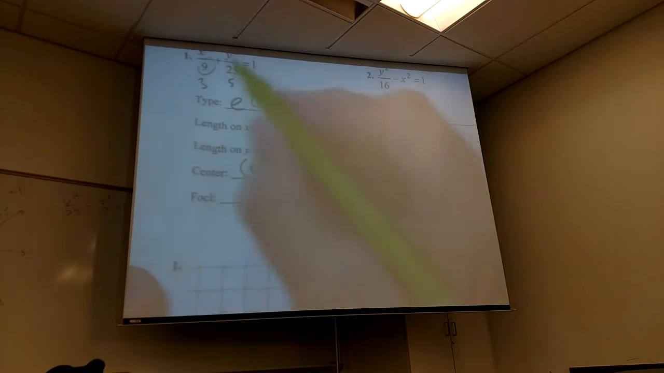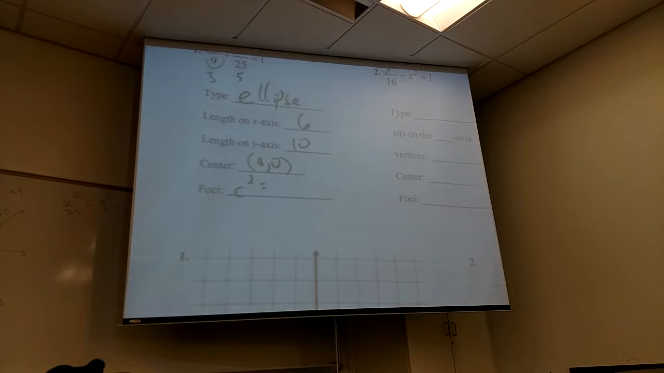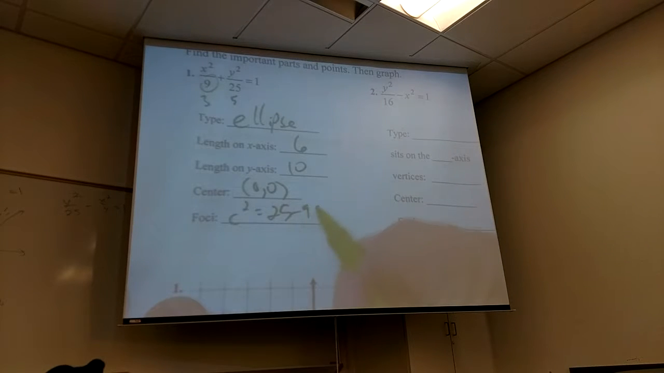And the foci, it was a really good question. The book tries to be general, which I don't. It's just the bigger one minus the smaller one, to keep it real. So it doesn't matter what A and B are. So c squared equals 25 minus 9. That's 16, then c is 4. So once you graph it, you can tell where the foci have to go. They always have to be on the major axis.